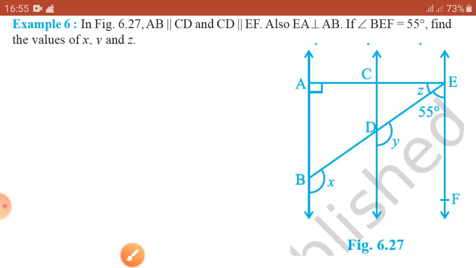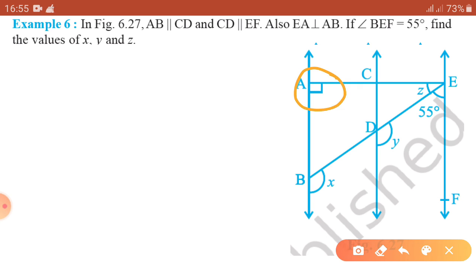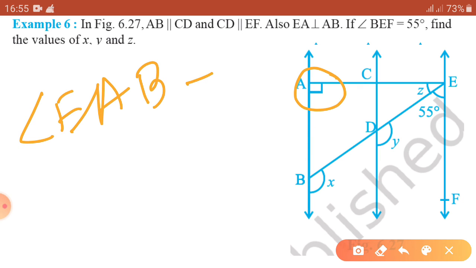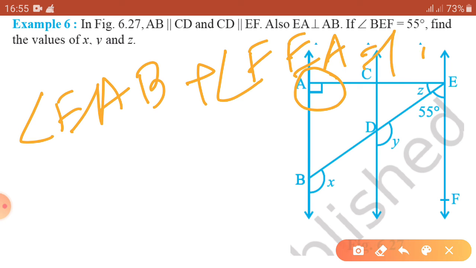We can write it from the sign here. The sign is 90 degree. So angle EAB plus angle FEA equal to 180 degree.